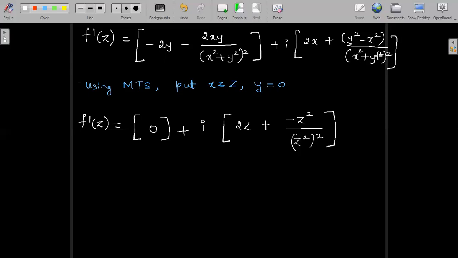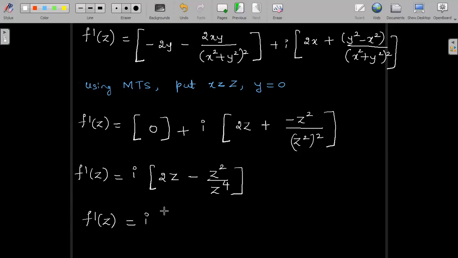Because it is x square whole square, and y is 0. Let us simplify and rewrite this expression for f dash of z. So f dash of z we obtain as i into 2z minus z square divided by z power 4. Simplifying this, f dash of z is an imaginary function. So we have 2z minus 1 by z square. This is f dash of z.